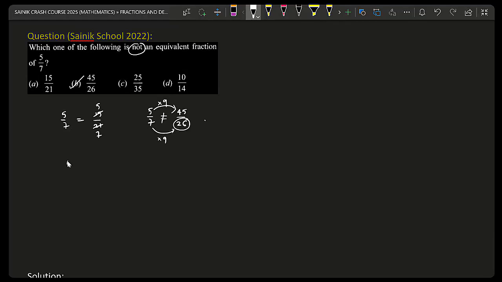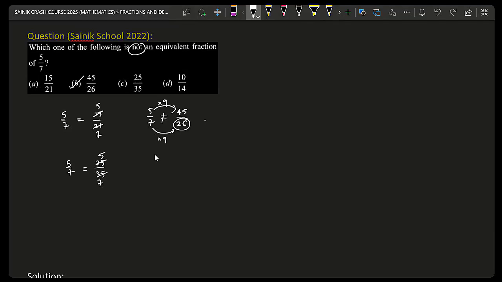Option C, 5 by 7 and 25 by 35. 25 and 35 both are divisible by which number? Sir, 5. 5 5s are 25, 7 5s are 35. Okay, now we got them as equivalent fractions.